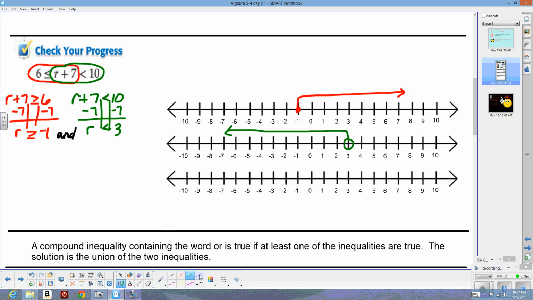Now our solution is the intersection or the overlap of those two graphs, which means we're going to have a filled in circle on negative 1, an open circle on 3, and it is all of the numbers in between there. So you could write your answer like this, or you could put the R, and then it's going to be the numbers less than 3 and greater than or equal to -1.